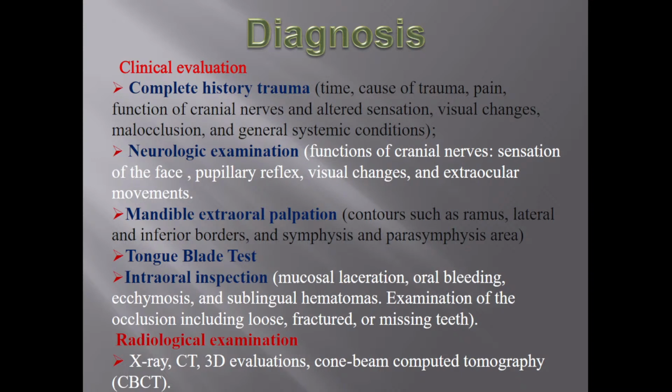Check mandibular movements. Deviation and restriction of movements should be evaluated considering condylar trauma. Also, the condylar head should be evaluated by palpation to check if it's in the articular fossa or not. Mucosal laceration, oral bleeding, ecchymosis, and sublingual hematomas should be checked by intraoral inspection. Rule out fresh oral bleeding in the sublingual space or bilateral symphysis fracture to secure airway, especially for anticoagulant drug users. Examination of the occlusion, including loose, fractured, or missing teeth, should be performed carefully.